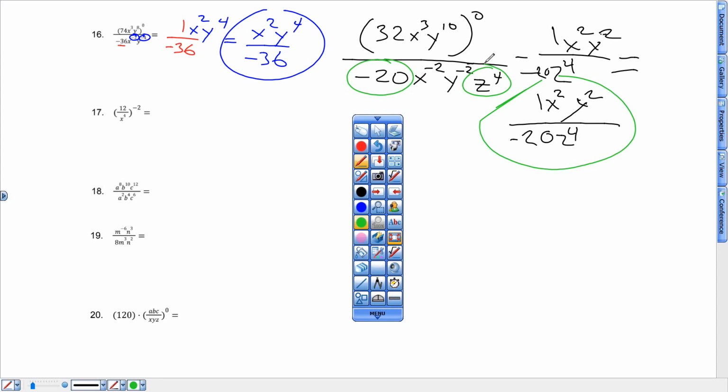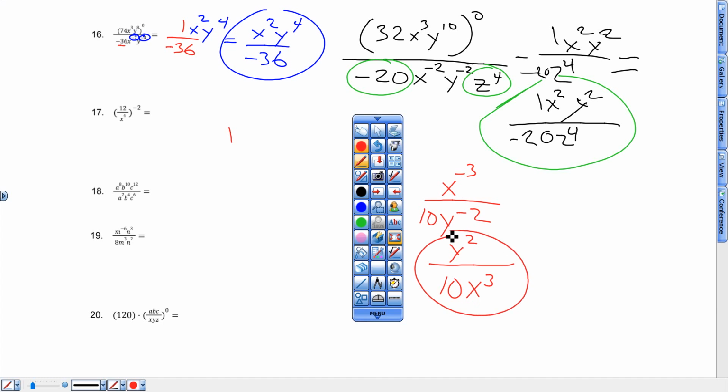Nope. For these, they're wanting you just to move stuff up and down. If you had negative exponents, you're just doing moving problems. That's all you're doing right now. You're looking at problems like this, where negative exponents can't be had, so you move them. 10 stays. Y squared comes up to the top, positive now. X to the negative third comes down to the bottom, positive now. So that's what you're doing right now.